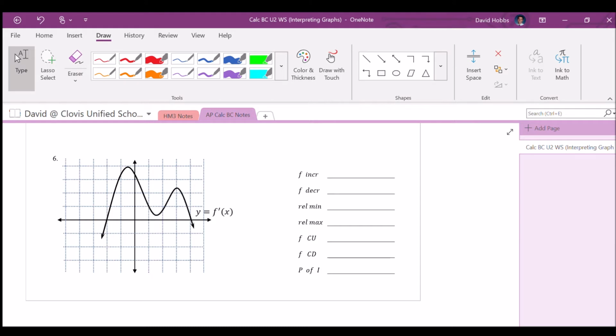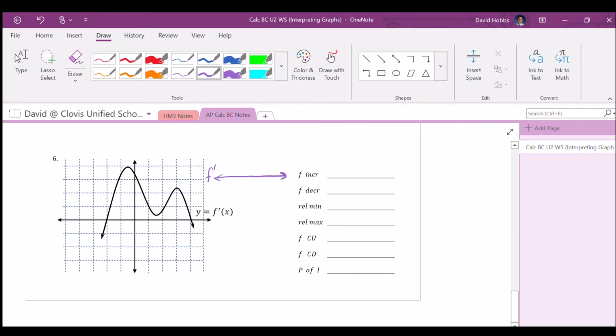Okay, and so now for myself, I like to go ahead and do a number line graph because I think it just really locks things in a lot better for myself. And you don't necessarily have to do this, but if you're struggling with it at all, I think it's a very good idea. So f prime number line.